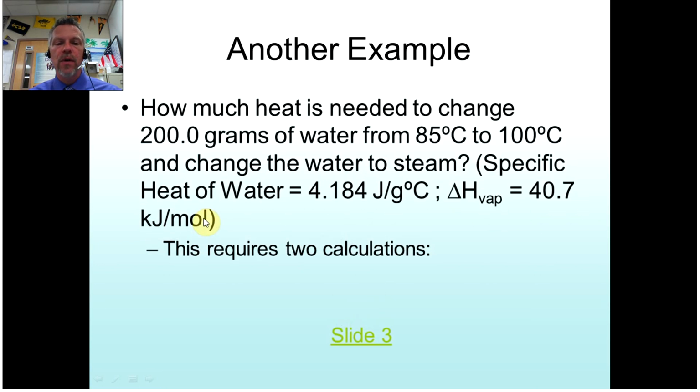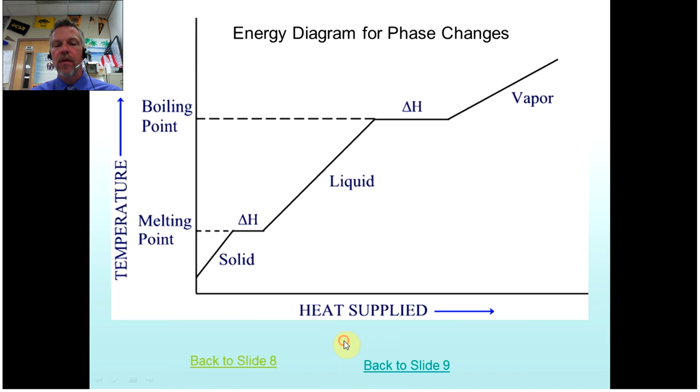Let's see how this works out. We need two calculations, and I'll show you why. Let's take a quick look at slide 3. We're going to be starting out with water at around 85 degrees, which is about here on our graph. The whole problem takes our water from 85 degrees to 100 degrees as liquid, and then changes that liquid water into a vapor. So we have to do two calculations, one that corresponds to this part of the change, and then another one that corresponds to this part of the change.